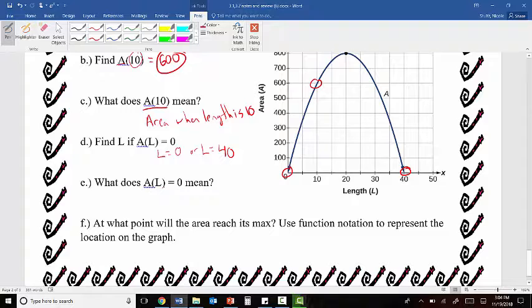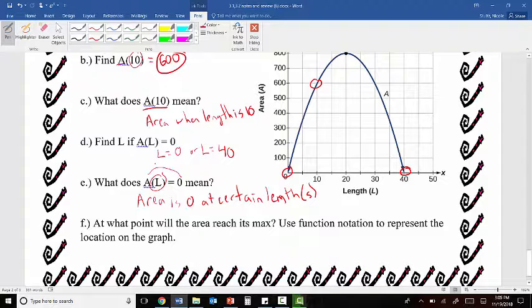And then they want you to turn these math sentences into words. So we're going to translate this, okay? It means area is 0 at certain lengths. I'm just going to make it so it could be length or length. So the area is 0 based on your certain length.